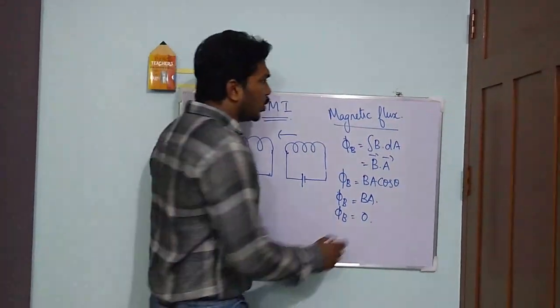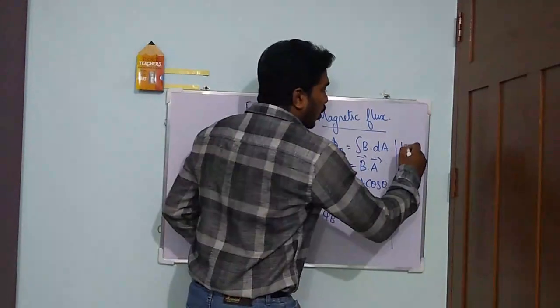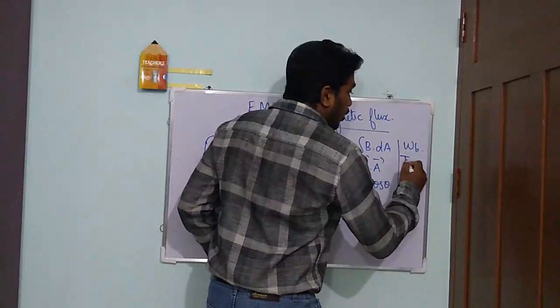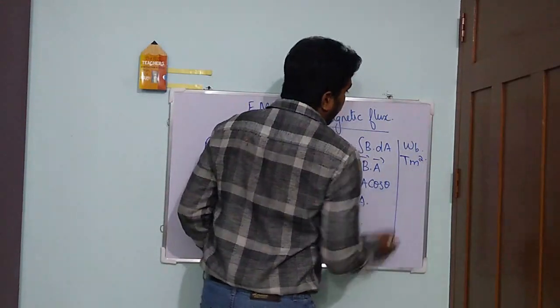So magnetic flux refers to the number of magnetic field lines crossing a unit cross-sectional area. Right? And what will be the unit for this? The unit is actually Weber. Or you can also use the unit Tesla meter square. That's another unit for magnetic flux.